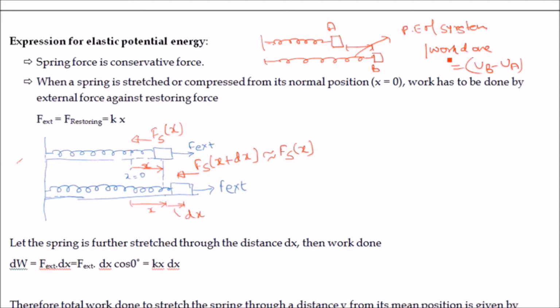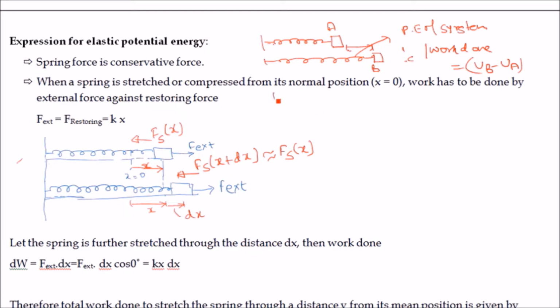And it's immaterial what path we follow. We can take A to a next point C, and then if we come back to point B, still the net work done, or the potential energy, will be equal to UB minus UA. The second thing is that for a conservative force, the work done in a closed path will be equal to 0.